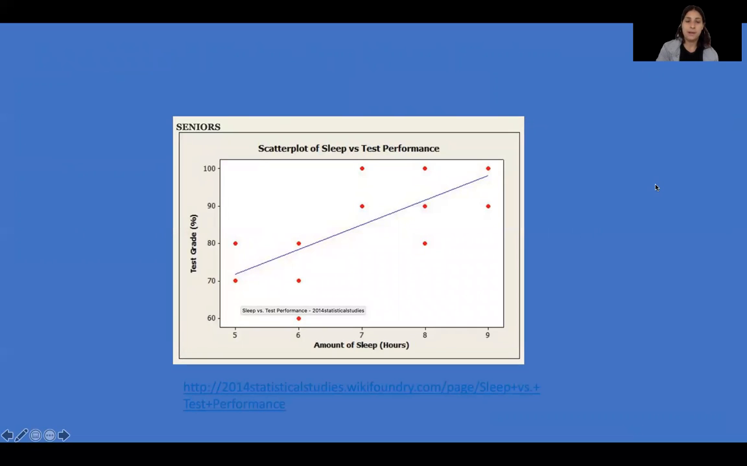So an example here, we have a scatter plot of sleep versus test performance. The more sleep these seniors in high school got, the greater their test score. And the source is here on the bottom. We can look some more at that.